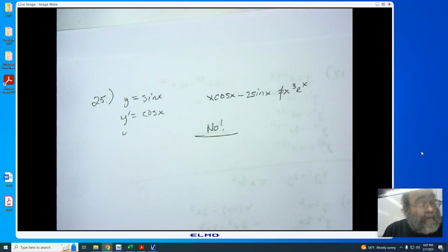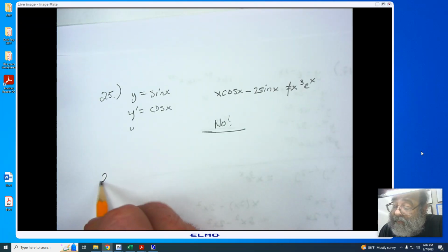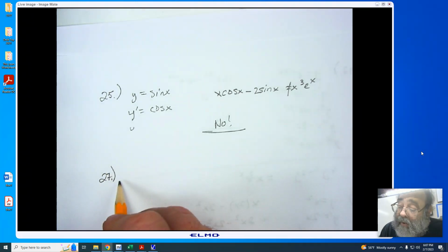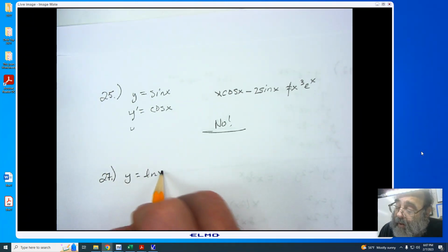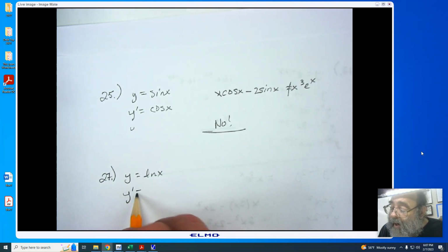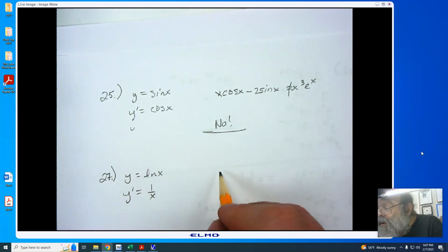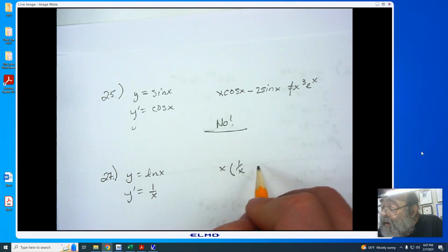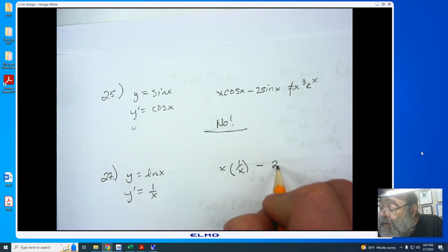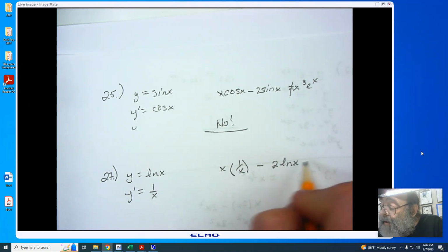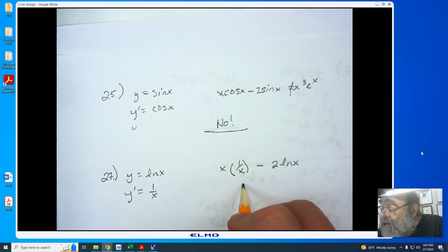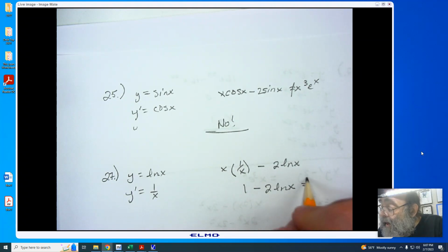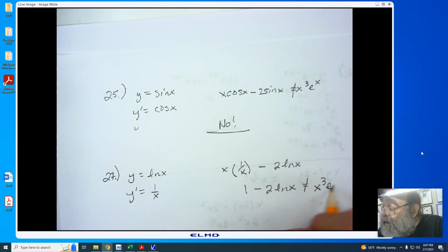Number 27. Number 27 is now asking you to work with y equals the natural log of x, and therefore y prime is 1 over x. So putting this together as x times 1 over x minus 2 times the natural log of x, and notice this is 1 minus 2 natural log x, which is in no way equal to x cubed e to the x. The answer is no.